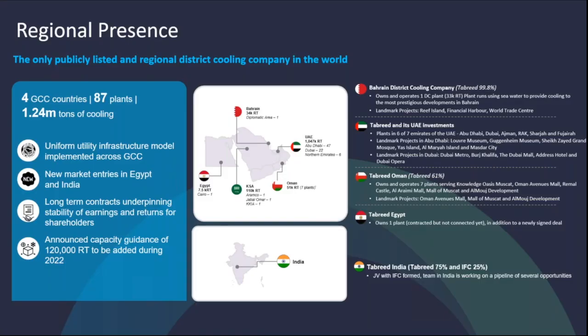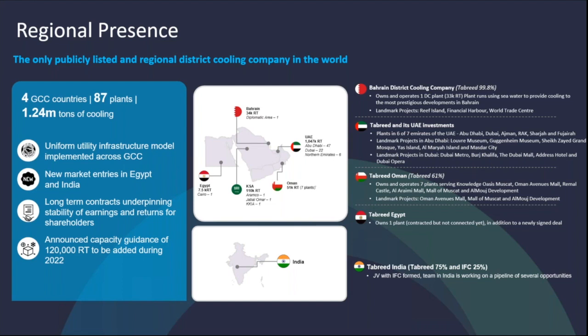Tabreed has been present in GCC for almost 25 years. We have operations active in 4 GCC countries as of today, with a uniform utility infrastructure model implemented in all our countries. We recently entered into operation in 2 new countries: Egypt, where we have a district cooling plant already established in New Cairo, and recently India, where Tabreed has established a joint venture with IFC from the World Bank to develop district cooling in India and other Asian countries. This will be the platform for development in this region.